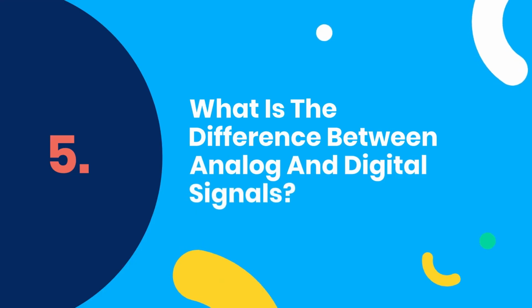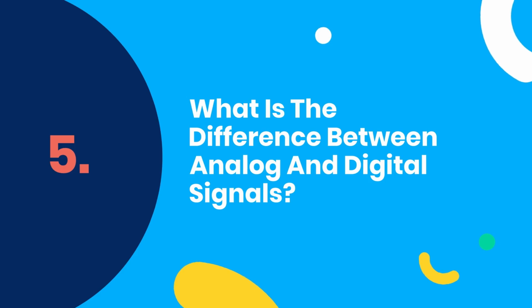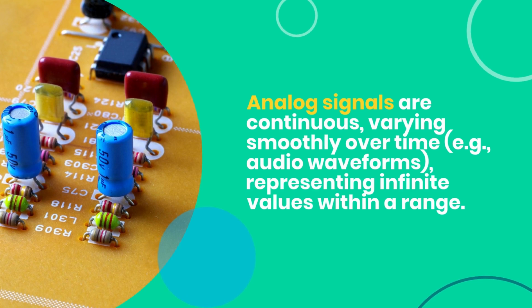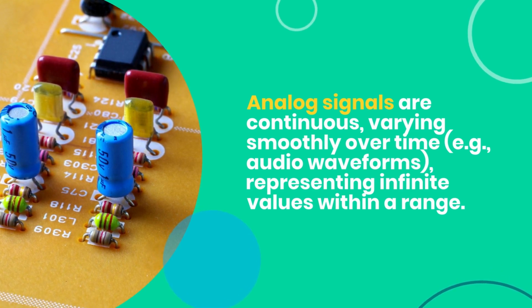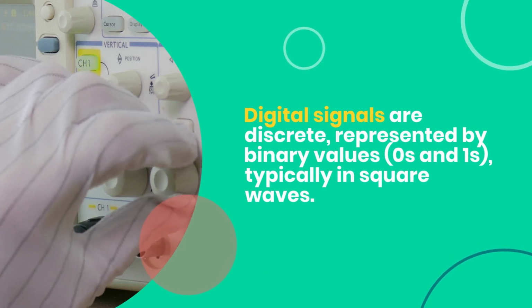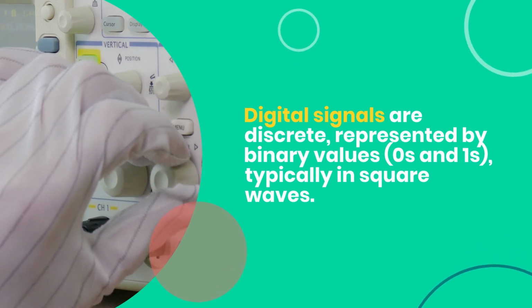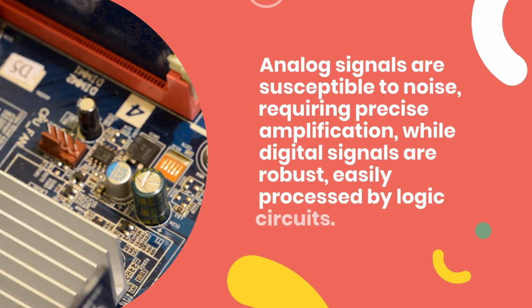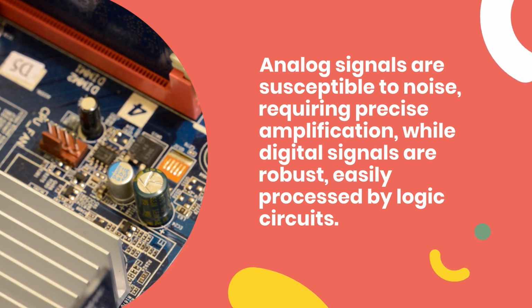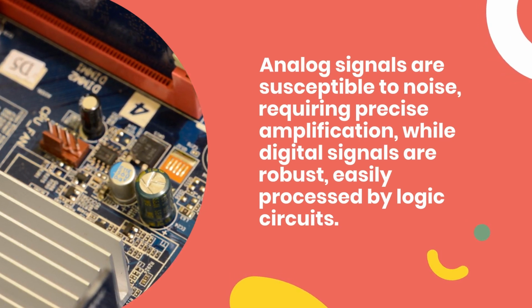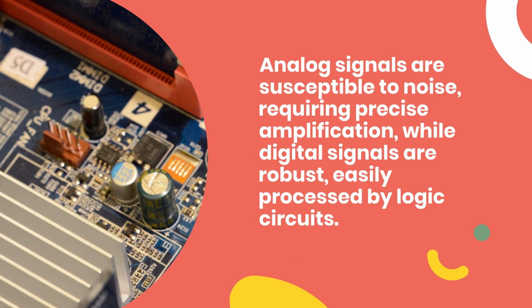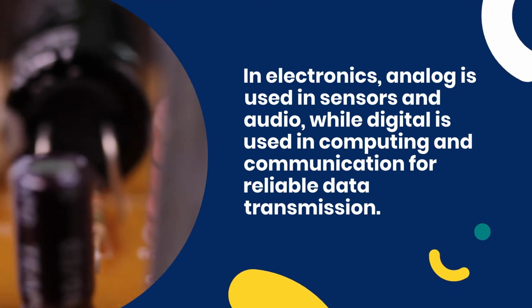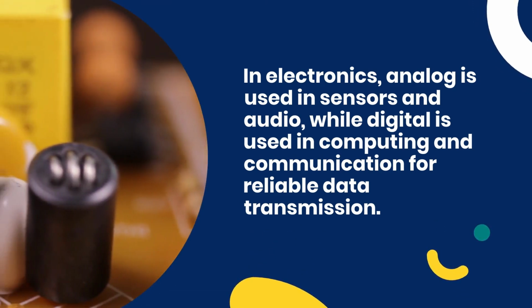5. What is the difference between analog and digital signals? Analog signals are continuous, varying smoothly over time, e.g., audio waveforms, representing infinite values within a range. Digital signals are discrete, represented by binary values, zeros and ones, typically in square waves. Analog signals are susceptible to noise, requiring precise amplification, while digital signals are robust, easily processed by logic circuits. In electronics, analog is used in sensors and audio, while digital is used in computing and communication for reliable data transmission.